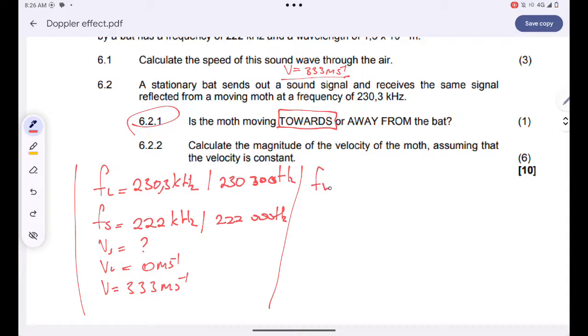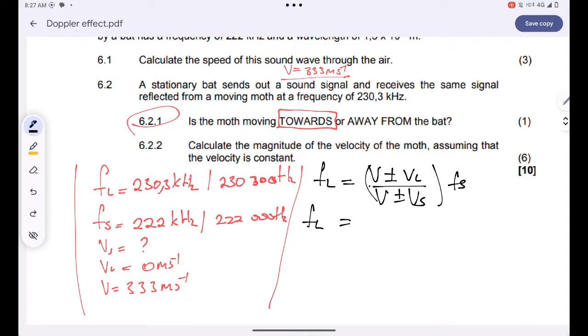I know that FL, let me use a different color. From my formula sheet, I know that FL is equal to V plus or minus VL, all over V plus or minus VS, all multiplied by the frequency of the source. Now, since I know that my listener is stationary, it simply means that the velocity of the listener will be 0. So on my numerator, I'll simply have a V, all together.